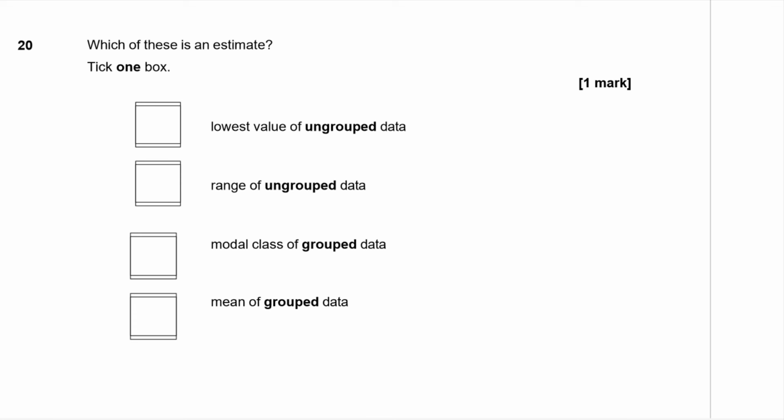Question 20. Which of these is an estimate? Is it the lowest value of ungrouped data, the range of ungrouped data, the modal class of grouped data, the mean of grouped data?